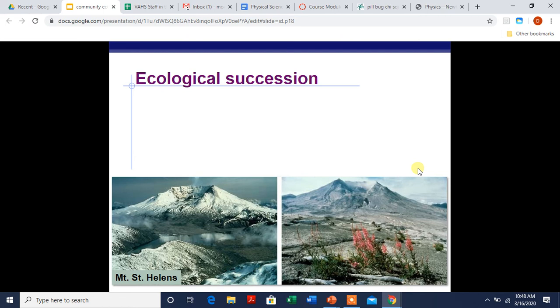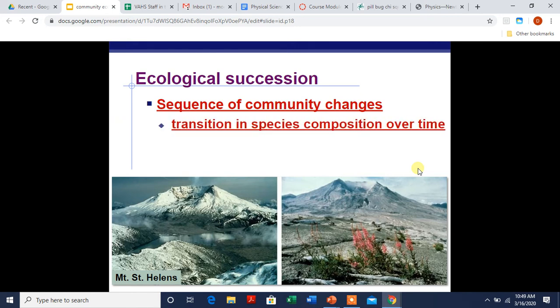The last thing that I want to talk about today is called ecological succession. An ecological succession is a sequence of community changes over time that are predictable, meaning that they seem to occur again and again in similar communities. It's a timeline of transition of species from one composition to another.